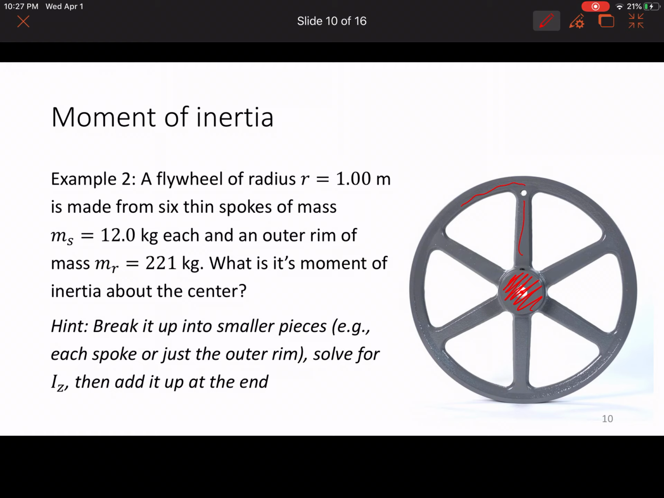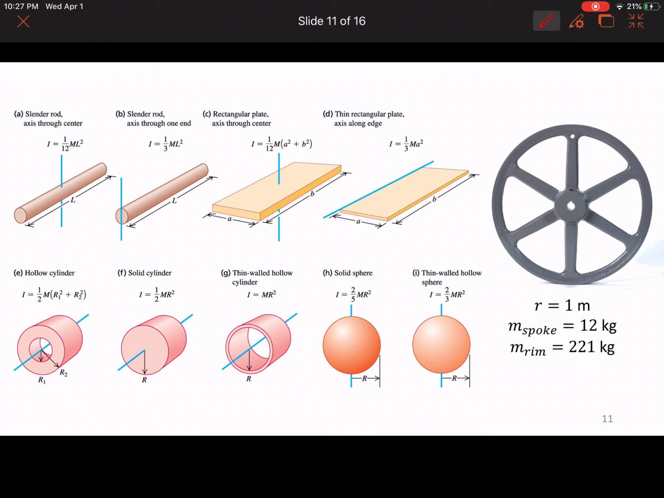My hint to you is break it up into small pieces, solve for each individually, and then add them up in the end. All right, so take a quick minute. You may want to go back a slide to your formula sheet. Okay, so at this point, I'm going to assume you've tried to solve the problem. As I mentioned, you're going to want to take the information we're given. The radius of the tire is 1 meter. The mass of the spokes is 12 kilograms. The mass of the rim is 221 kilograms. And figure out how to break this up into pieces that we know.